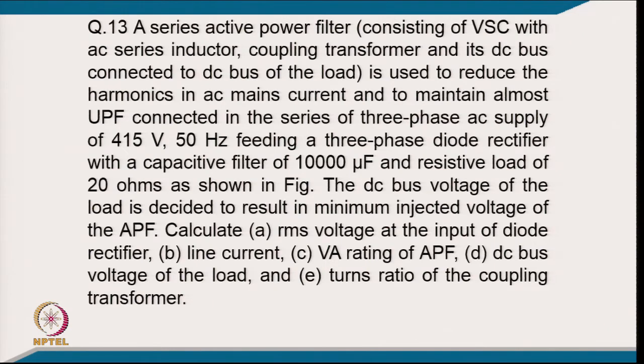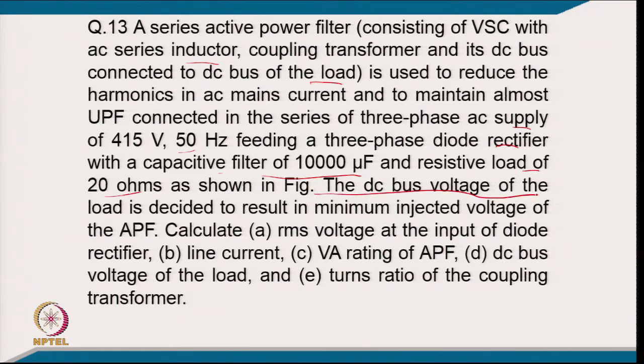So, coming to the 13th example, a series active power filter consisting of voltage source converter with AC series network coupling transformer and its DC bus connected to DC bus of the load is used to reduce the harmonics in AC mains current and to maintain almost unity power factor. It is connected in series with the 3-phase AC supply of 415 volt 50 Hz feeding a 3-phase diode rectifier with a capacitive filter of 10,000 microfarad and a resistive load of 20 ohm as shown in the figure.